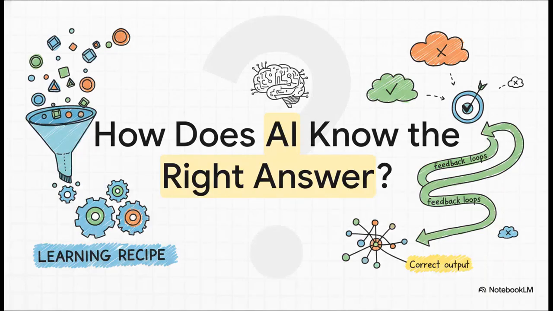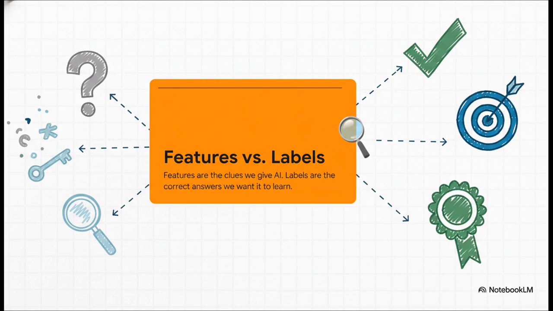So, how does it actually do it? I mean, how does a machine, just a bunch of code, learn to sift through all that data and somehow land on the right answer? Well, it's definitely not guessing. Turns out it's following a very specific recipe. And believe it or not, that recipe comes down to just two key ingredients: features and labels.